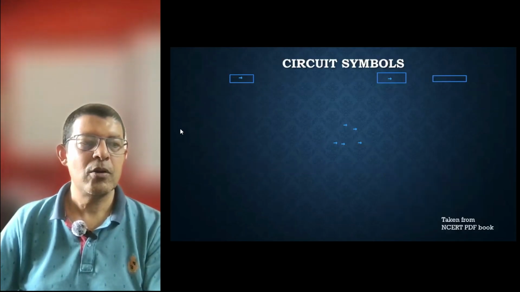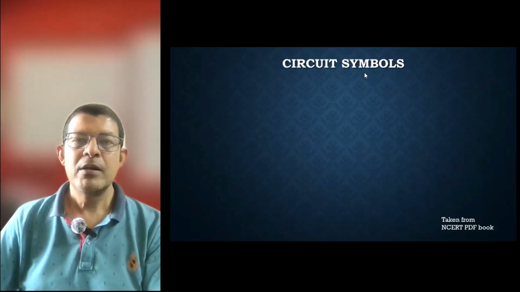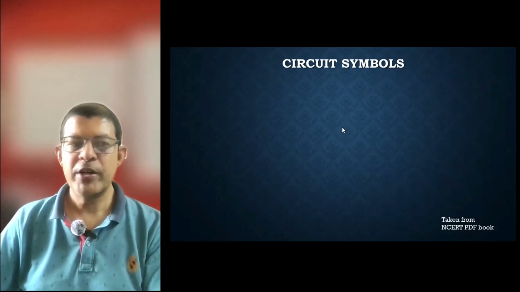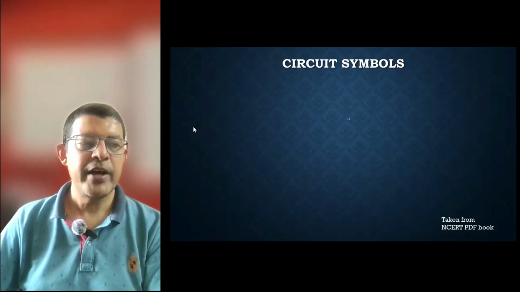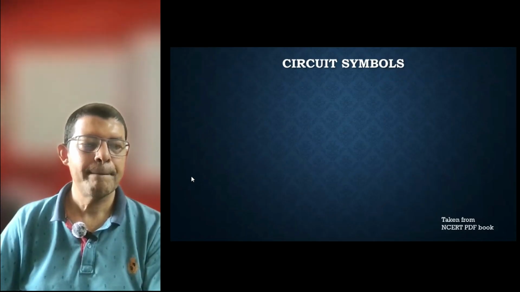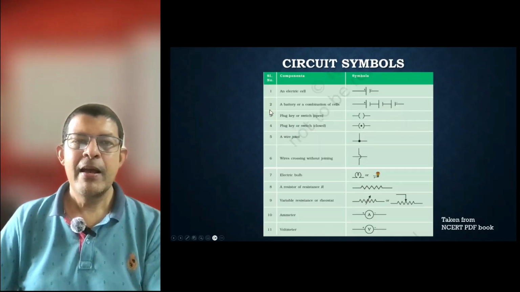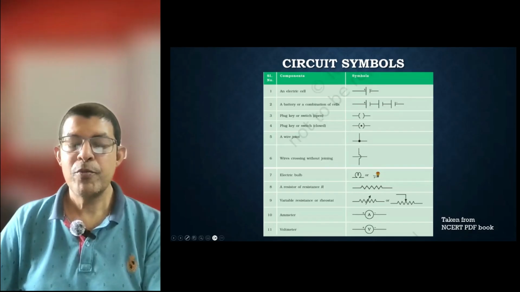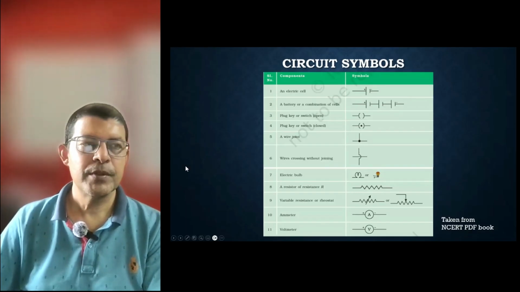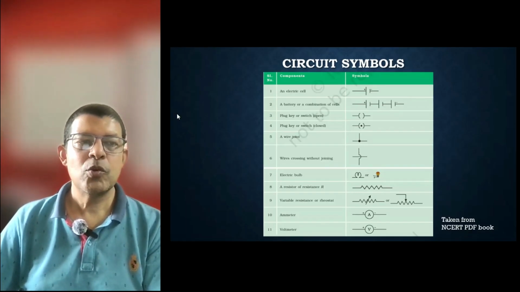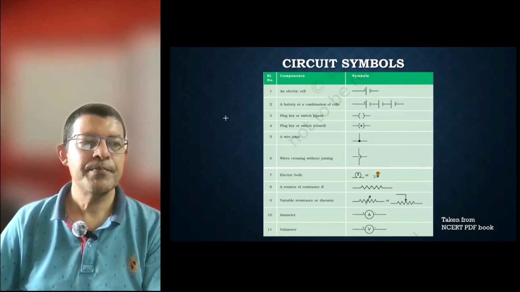Next, let me clear all this. So circuit symbol, this I have taken from your NCERT book. This is directly from your NCERT book. An electric cell. These are the various symbols you need to remember so that you can solve problems. Okay. So what is an electric cell? Let us see. We'll take a different color this time.